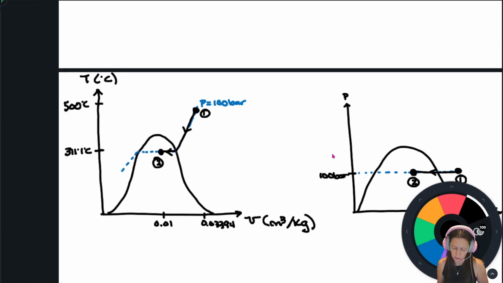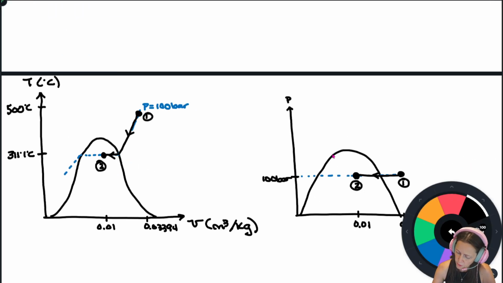So here's my TV diagram. Let's make a note of a couple of things. Number 1, this temperature right here corresponds to the critical temperature. It was, again, 374.14 degrees Celsius, and we're at 500, so we're going to be above that, right? And here's our T2, the saturation temperature at 100 bar. It's a constant pressure process, so you notice that we've gone along a line of constant pressure. I've also noted what the specific volumes at state 1 and state 2 are.